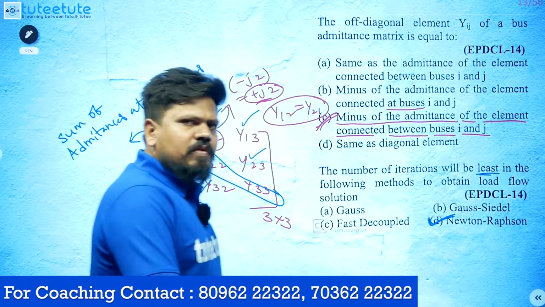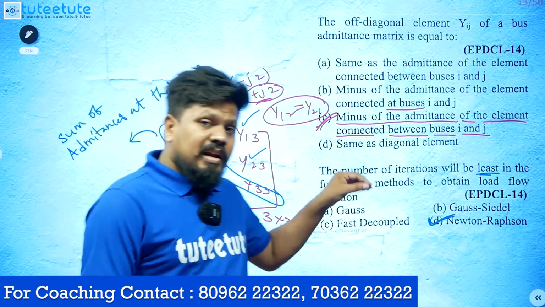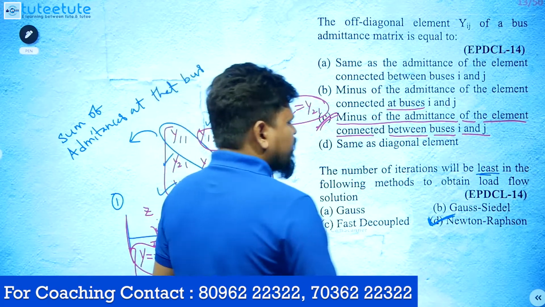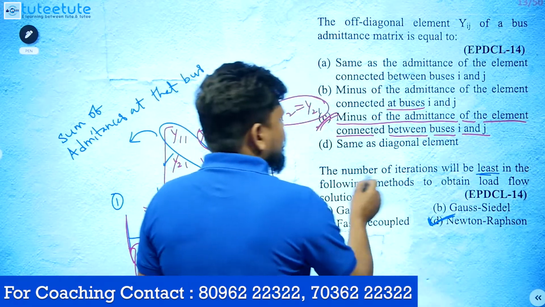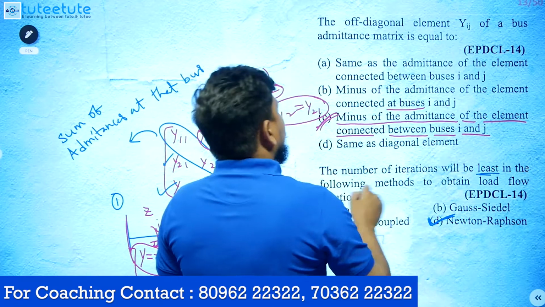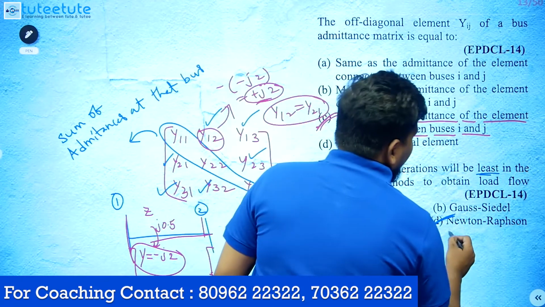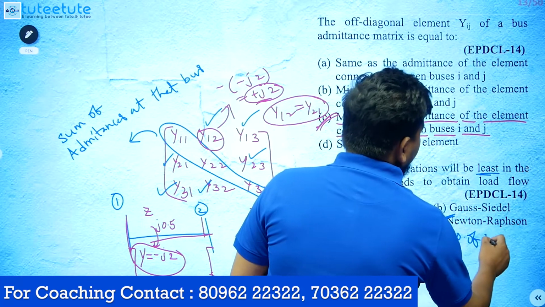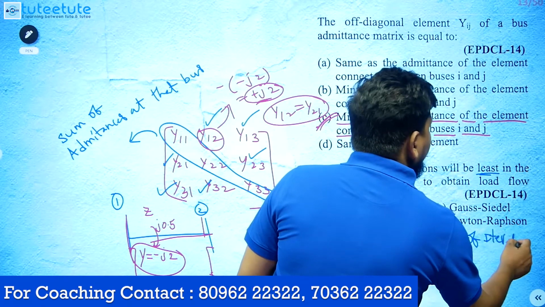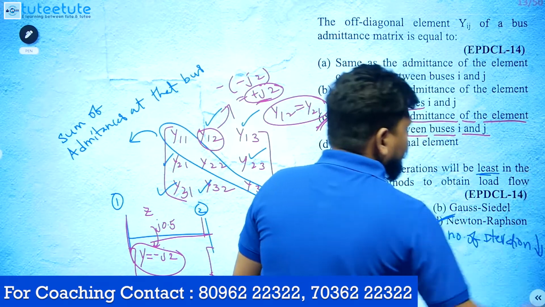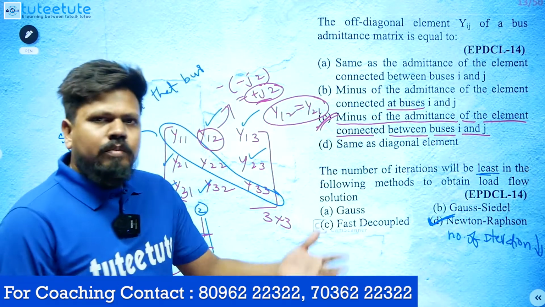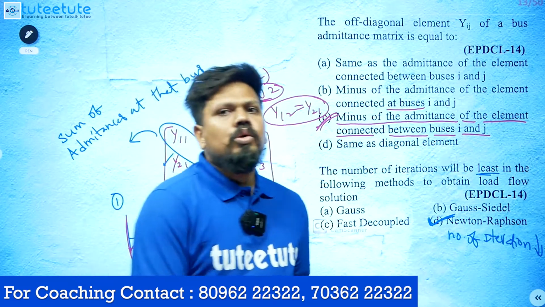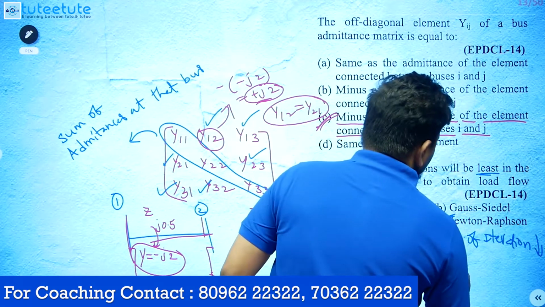Accuracy will be more, and that means error is less. Understanding, right? Error is less and number of iterations are less. The number of iterations will be least in which method? Number of iterations are less in Newton-Raphson method, but it will take more time. That means for fewer iterations it is taking more time, so it is very slow.